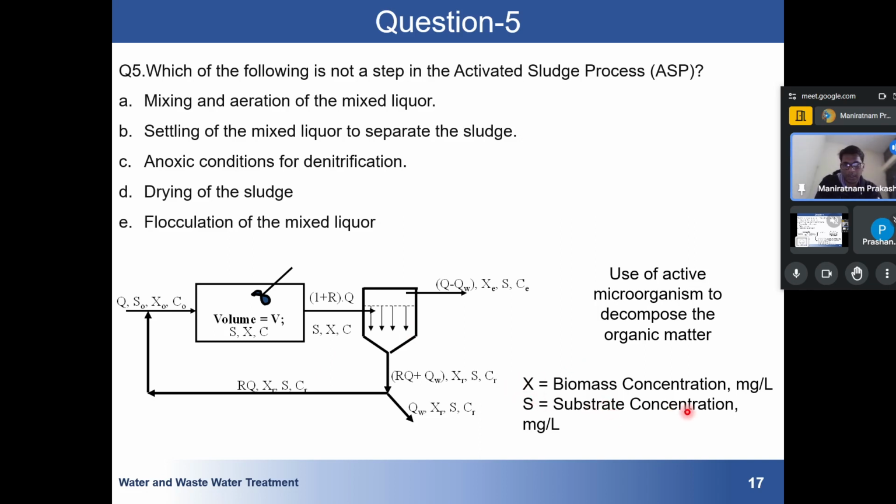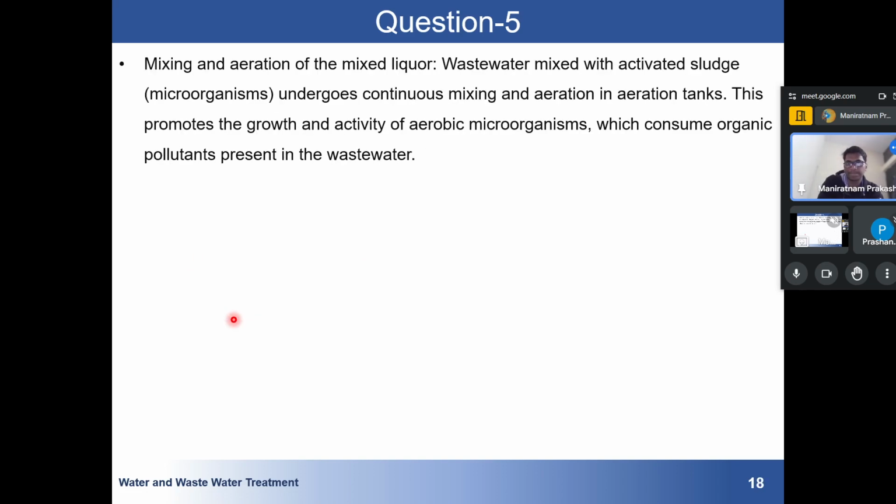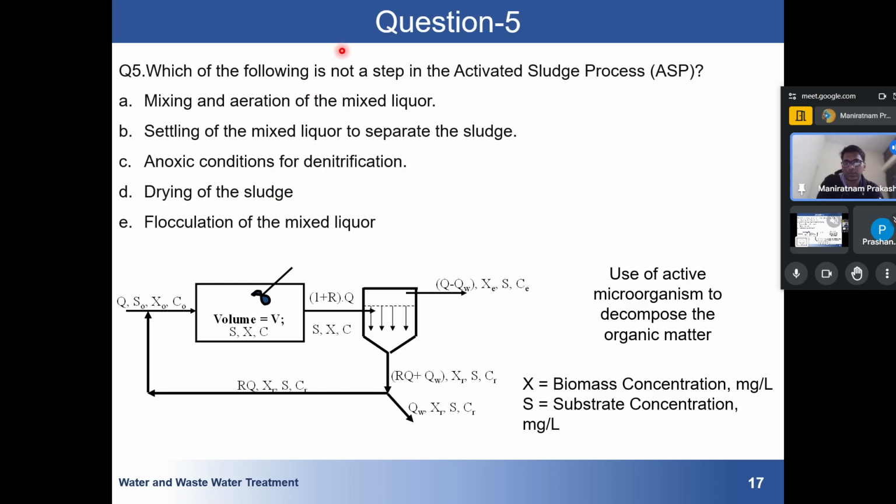Here X is the biomass concentration and S is the substrate concentration. Biomass means the concentration of microorganisms, and substrate means the concentration of your organic matter. Okay, so there are five options, and I will discuss them one by one. Every unit has some steps, and here it is showing two units. So the first option was mixing and aeration of mixed liquor. Here you can see this is the mixing sign.